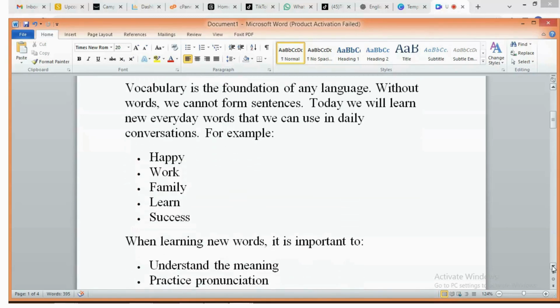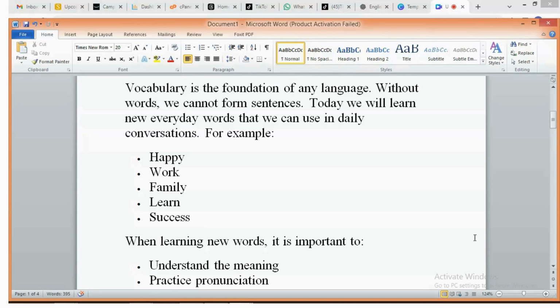For example, happy. Repeat after me. Happy, happy. Work, family, learn, success. I repeat again. Happy, work, family, learn, success.